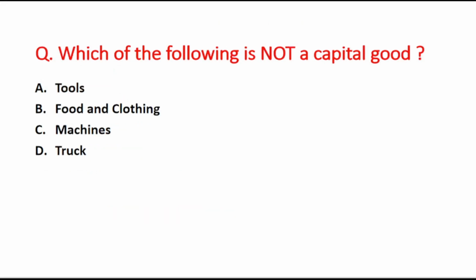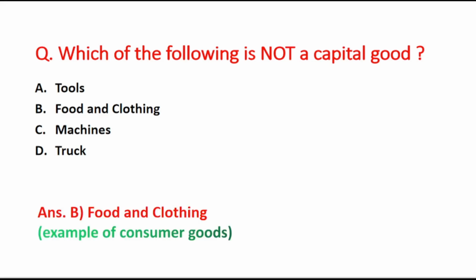Next is, which of the following is not a capital good? A option is tools, B option is food and clothing, C option is machines, and D option is truck. So the right answer is option B, that is food and clothing. Food and clothing are examples of consumer goods, not capital goods.